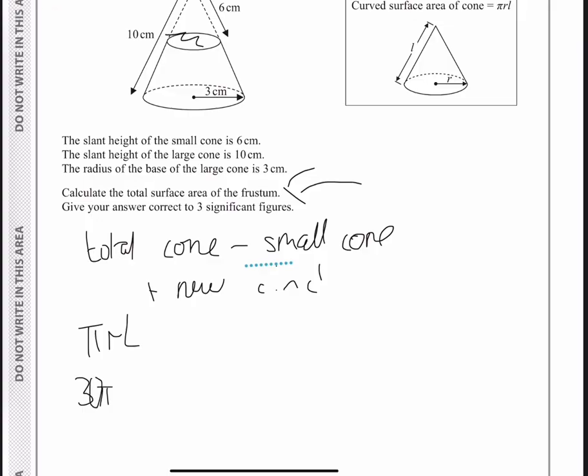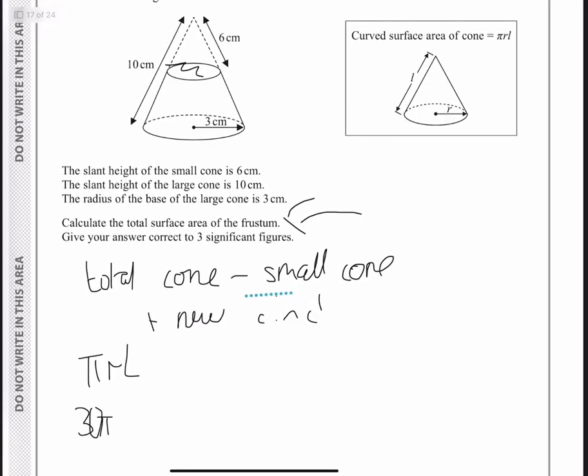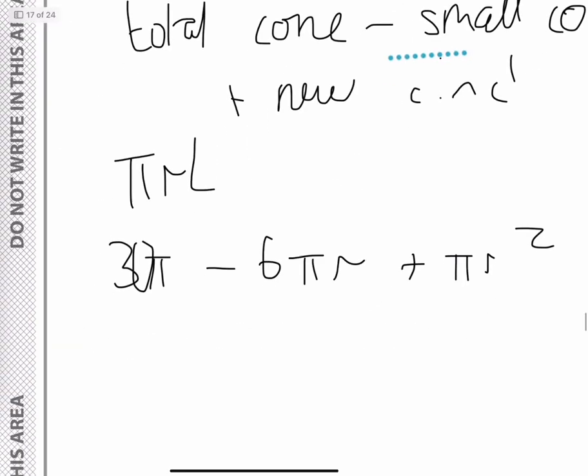Small cone is 6 pi R, minus 6 pi R. We do need to work out this R, but we're about to do that. Plus new circle, which is just pi of this R squared, and this R.